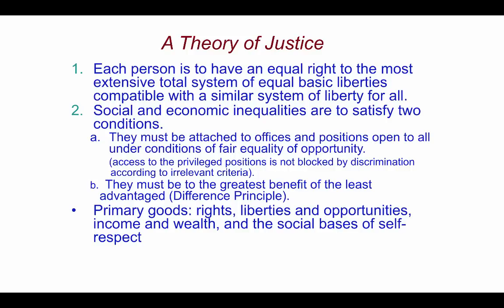According to John Rawls, justice is the first virtue of social institutions. His theory consists of two principles. The first principle is that each person is to have an equal right to the most extensive total system of equal basic liberties compatible with a similar system of liberty for all.